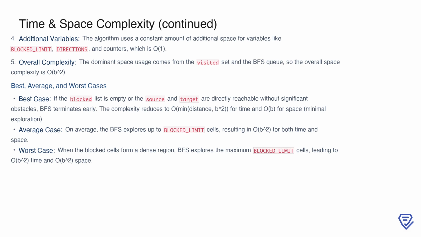Considering the best, average, and worst-case scenarios, in the best case, if there are no blocked cells or if the source and target are directly reachable without significant obstacles, the BFS terminates early. Here, the time complexity reduces to min(distance, B squared), and the space complexity is O(B), since minimal exploration is required. On average, the BFS explores up to blocked_limit cells, leading to a time complexity and space complexity of O(B squared). In the worst case, when blocked cells form a dense region around the source or target, the BFS reaches its maximum exploration limit of blocked_limit cells, resulting in O(B squared) time and O(B squared) space.